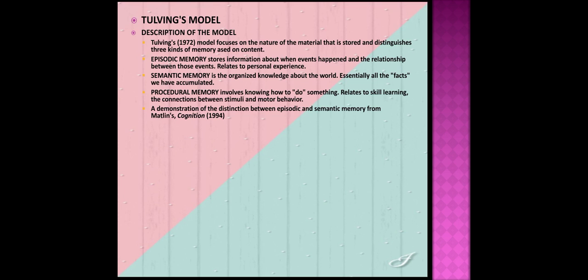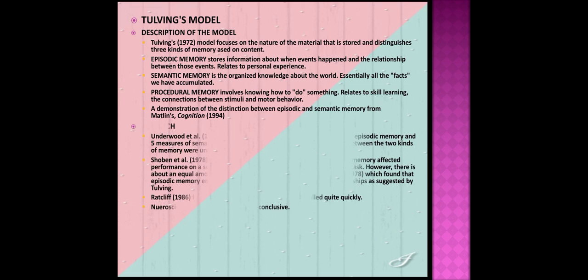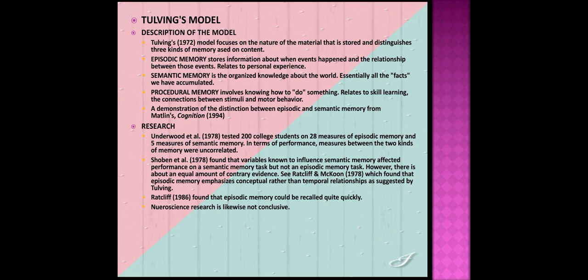Semantic memory is the organized knowledge about the world, essentially all the facts we have accumulated. Procedural memory involves knowing how to do something, relates to skill learning, the connections between stimuli and motor behavior. A demonstration of the distinction between episodic and semantic memory from Matlin's Cognition in 1994.